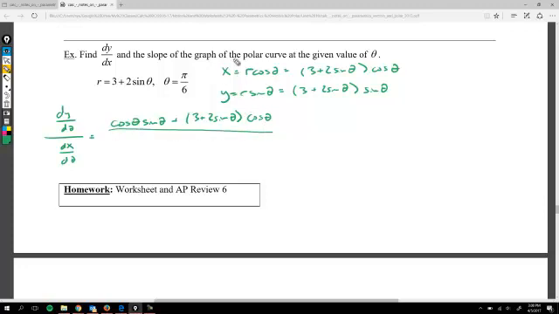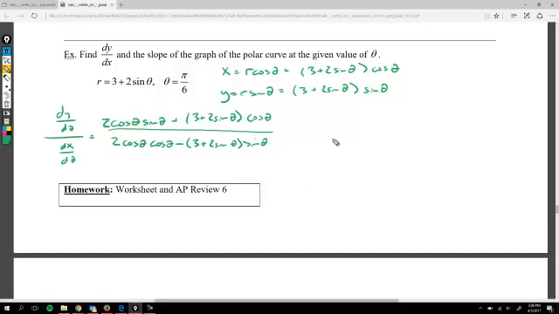Okay, now we take the derivative of x. So again, the derivative of 3 plus 2 sine of theta is going to be 2 cosine of theta. I should have a 2 here, shouldn't I? 2 cosine of theta times cosine of theta. I'm going to put a minus sign here actually, and the derivative of cosine of theta is negative sine of theta, which is why there's a minus sign right there.